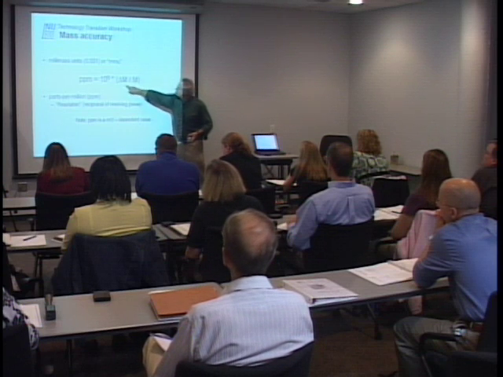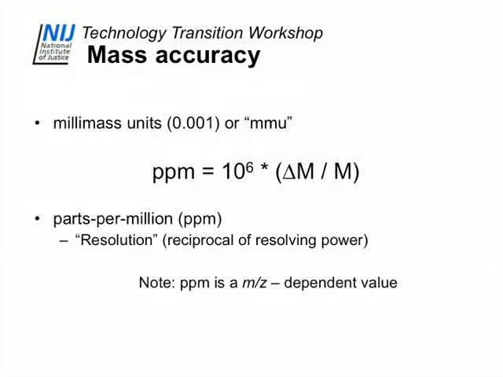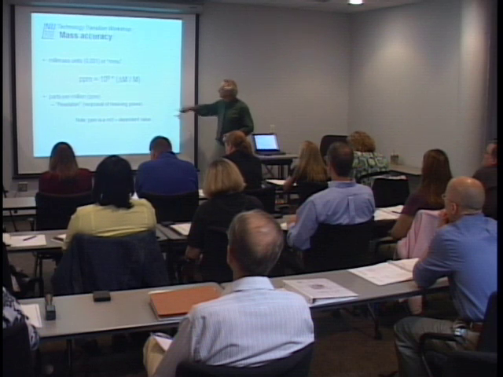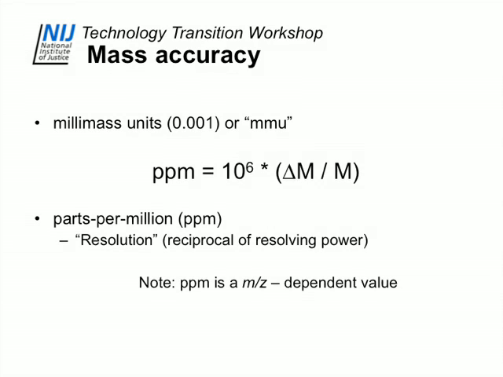So see, it's the reciprocal of resolving power. Resolving power is m over delta m. ppm is delta m over m. But because it's such a small number, you multiply it by 10 to the 6 to give you a parts per million value. Now, the reason I don't like that is that you've got an m in the denominator, and if you think about it, if you've got a low m, a small mass, then that's a really small number. You have to have a really tiny parts per million value.